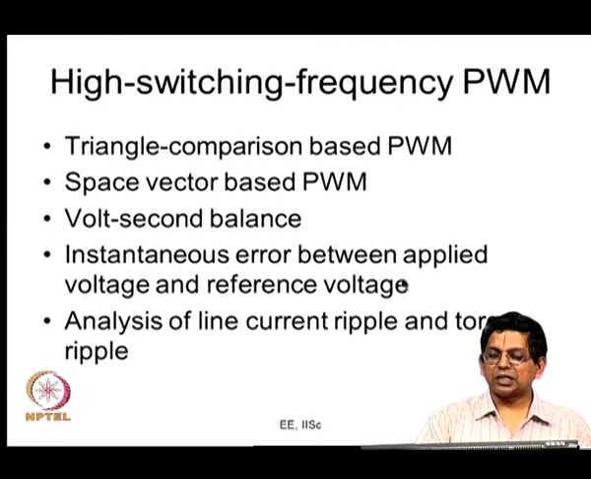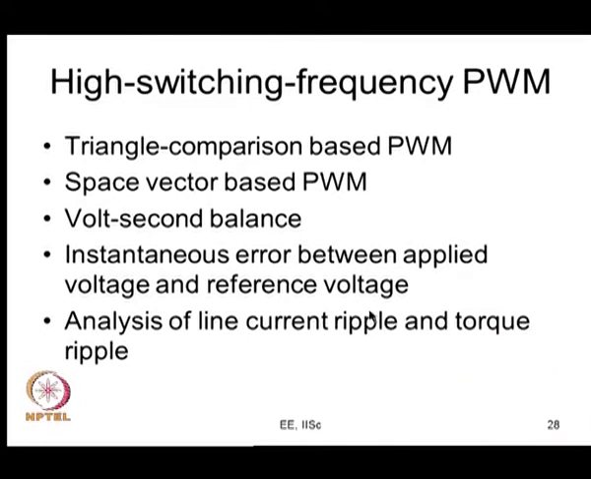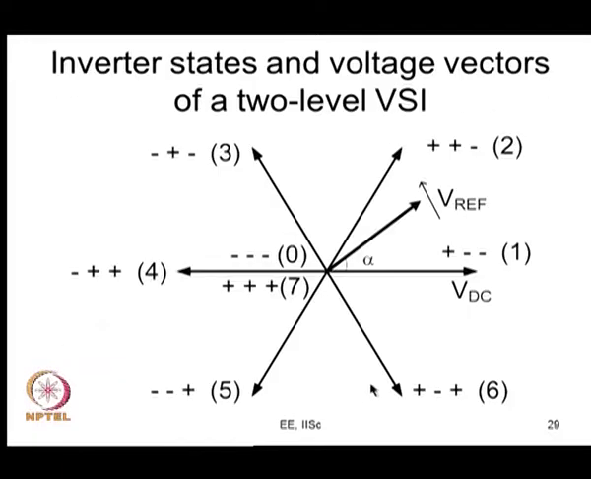So, with this volt second balance, what is the problem? There is an instantaneous error between the applied voltage and the reference voltage. You are matching them in an average sense, but not in an instantaneous sense. Therefore, there is a difference between the two, and that is what causes ripple current, and the same is the cause for pulsating torque also. We used this for the analysis of ripple current before, and we are going to use the same thing for analyzing the torque ripple now.